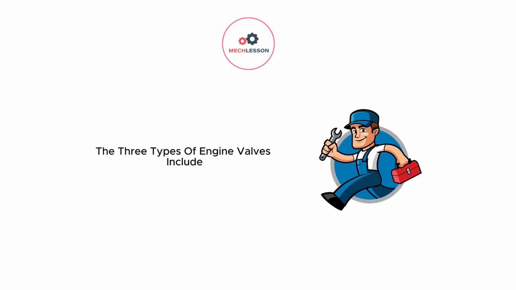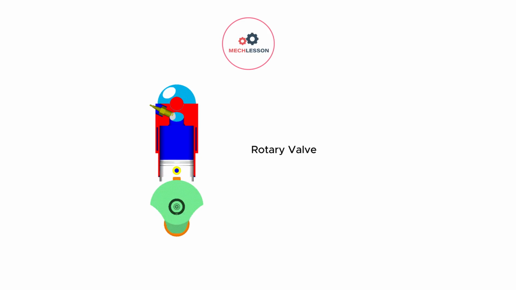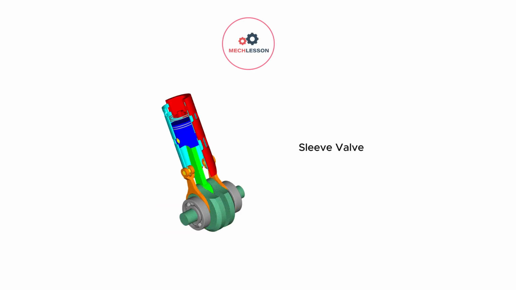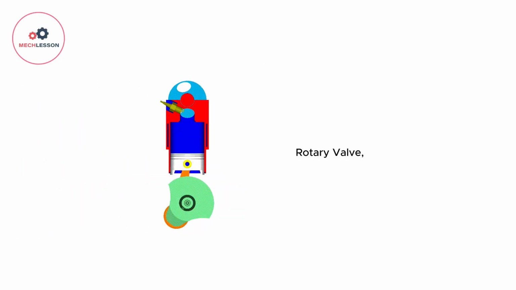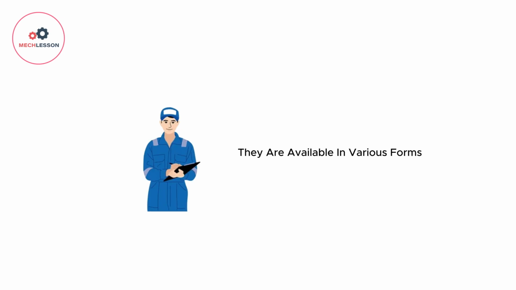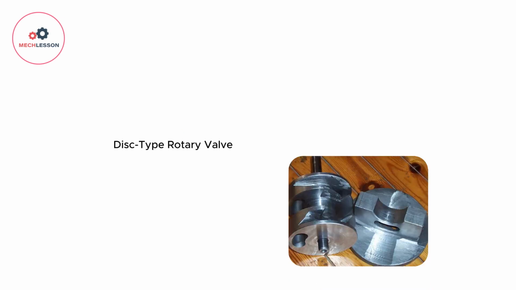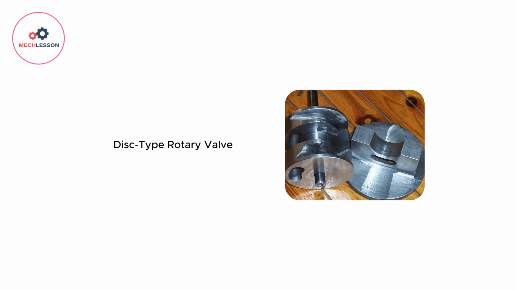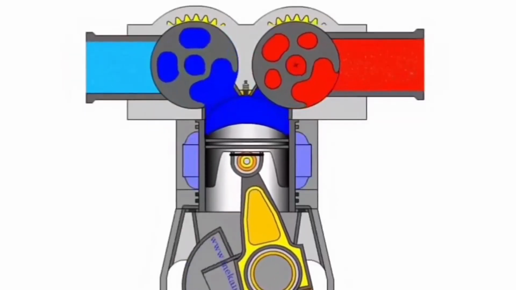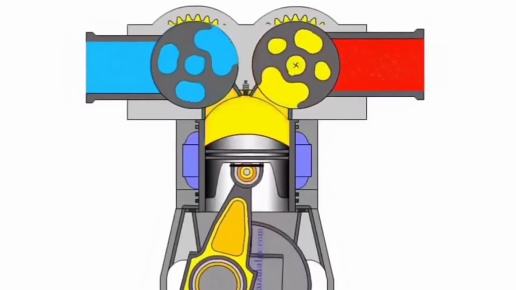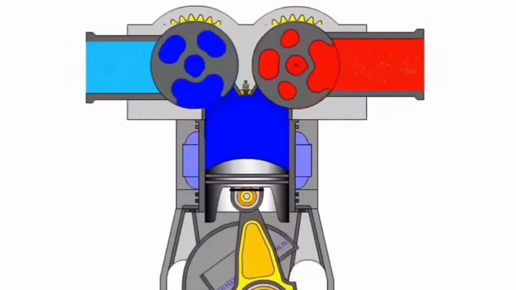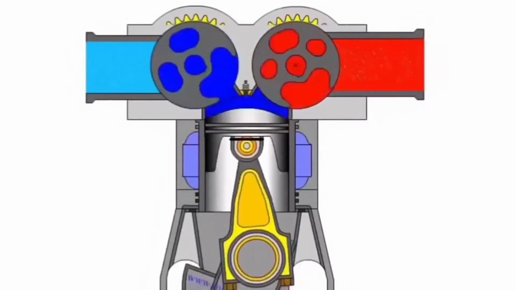The three types of engine valves include rotary valve, poppet valve, and sleeve valve. Rotary valve. The rotary valves are available in various forms. One of it is the disc-type rotary valve. It consists of a rotating disc that has a port. It communicates alternately with the inlet and exhaust manifolds when rotating.